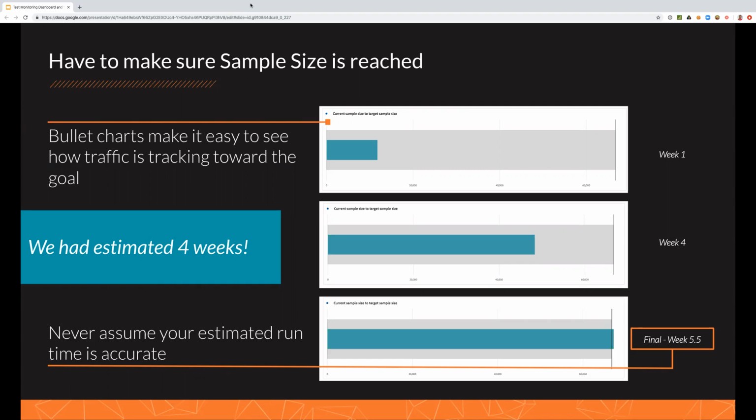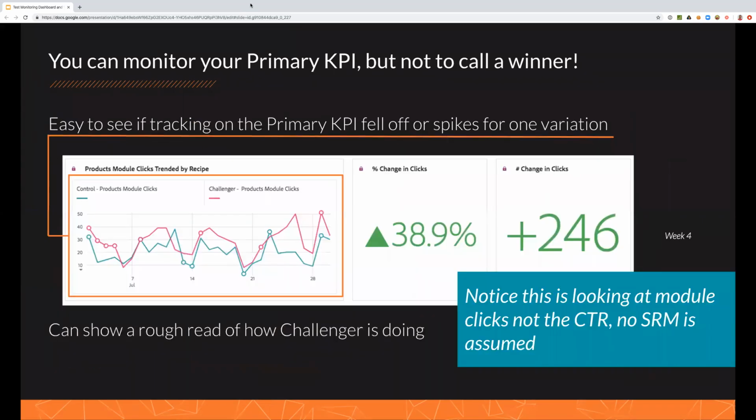What's really important here is you can see for our example, we had estimated that our test would only take 4 weeks to run, but we didn't realize that there was actually going to be a summer slowdown in our traffic, so much so that it ended up taking a whole week and a half longer than we had estimated to actually reach sample size. But again, this in our dashboard made it really easy to see that.